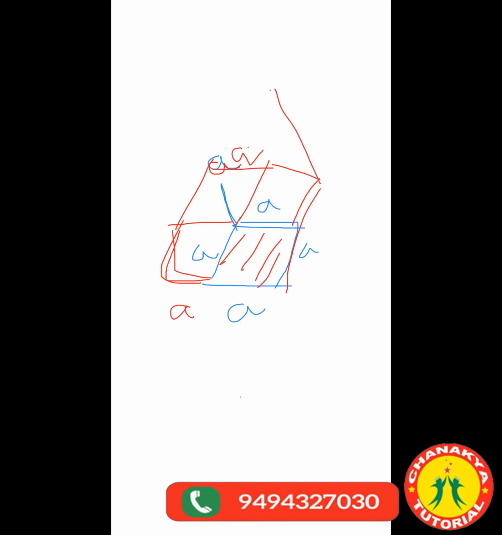Of side 2A, and then one more plate of side 2A, one more plate of side 2A. So now again it is a cuboid of side 2A, right? And through each face it is q by 4 epsilon naught. Again in one face there are 4 divisions, so it will be q by 16 epsilon naught. I hope everyone understood this.